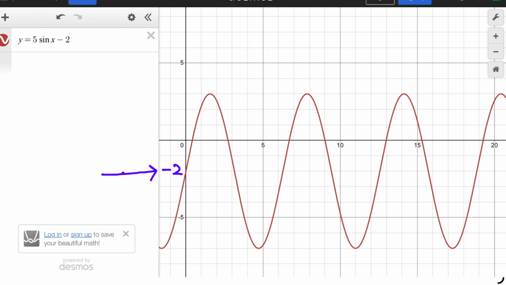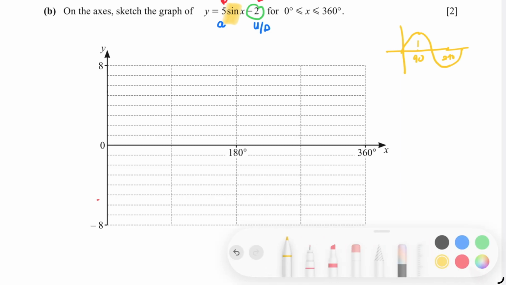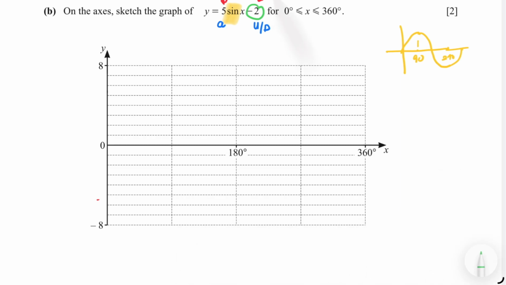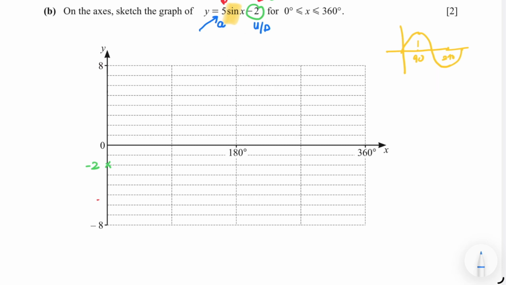Now let's sketch this. We know the sine graph will start at 0 and its highest point is at 90 degrees. Going down, its lowest point would be 270. And negative 2 means our 0 will start from negative 2. So negative 2 is over here. It's going to start from there. And 5 over here means how high it will go up. So from the 0, it will go up 5 like this and negative 5 downward.